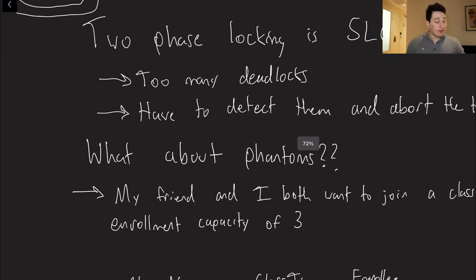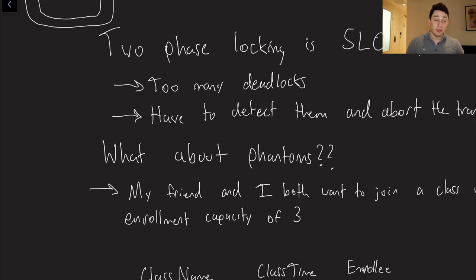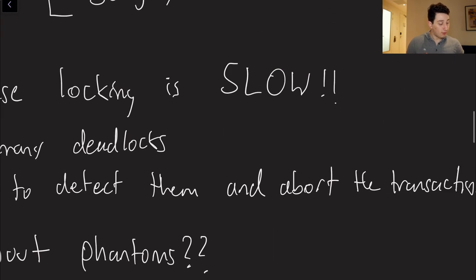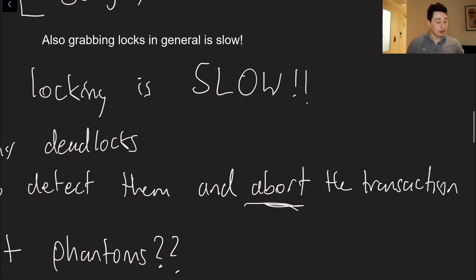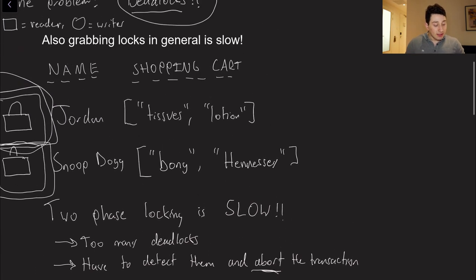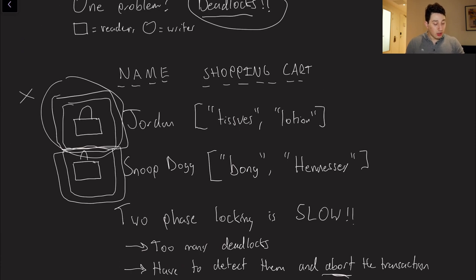So the issue with deadlocks is that it makes two-phase locking slow. The reason for this being that there are a bunch of deadlocks, like I've just described, and the system effectively has to detect them and abort them. Right? It's going to have to go back, it's going to have to cancel one of the transactions that's part of the deadlock, and then run them again. So basically, in order for this to work, Snoop Dogg, I would have to go ahead and pause this, I would have to run Jordan to completion, and once that's done, then I can run the Snoop Dogg transaction.